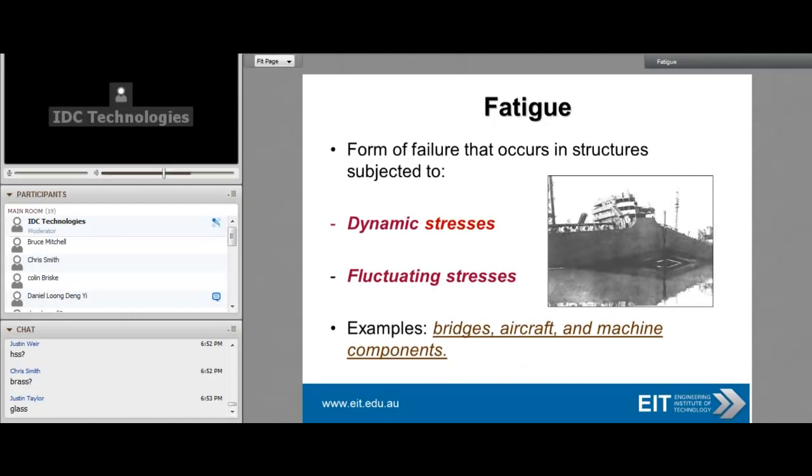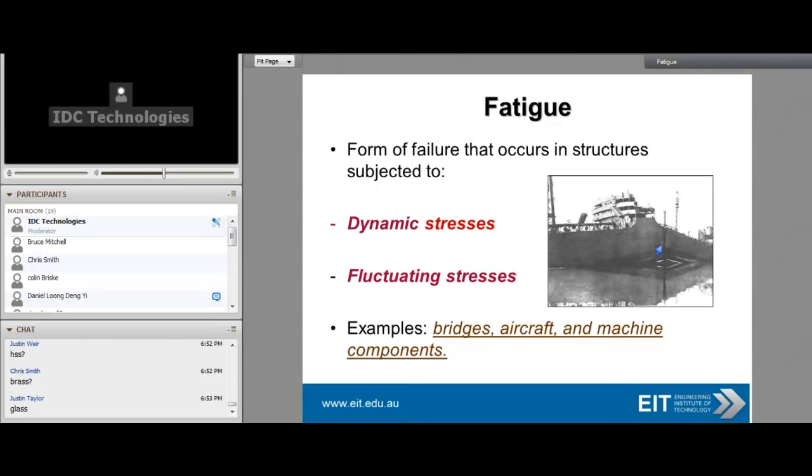Other failures that we can see in construction are dynamic stresses and fluctuating stresses. This is where the stresses are going up and down, and the dynamic stresses are going back and forth. And what's happened here in this picture is this boat has broken in half. It's broken in half due to fluctuating stresses.